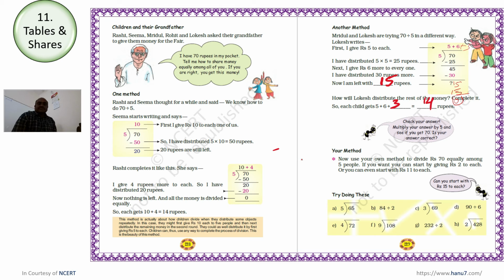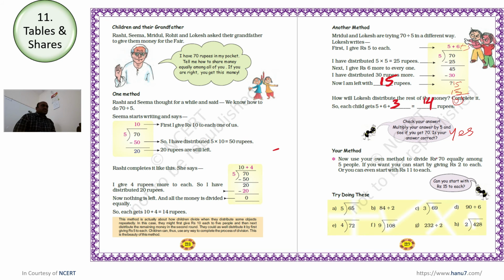So 5 plus 6 plus 3 is also equal to 14. So just now we have compared that 14 into 5 is equal to 70. Okay, so that is what this hand is telling us. Now check your answer: multiply your answer by 5, and if you get 70, is your answer correct? Yes, it is absolutely correct. Just now I told you.